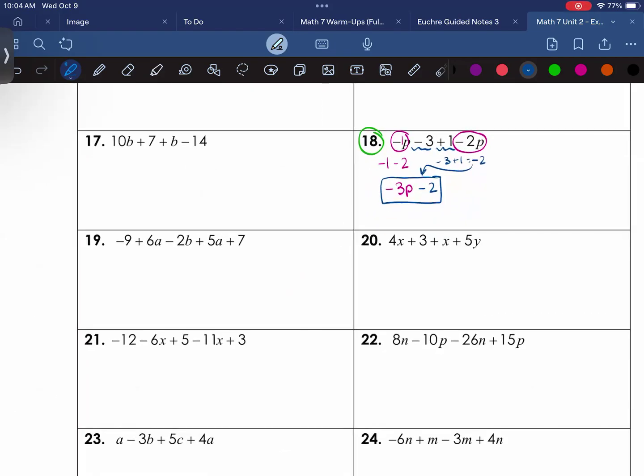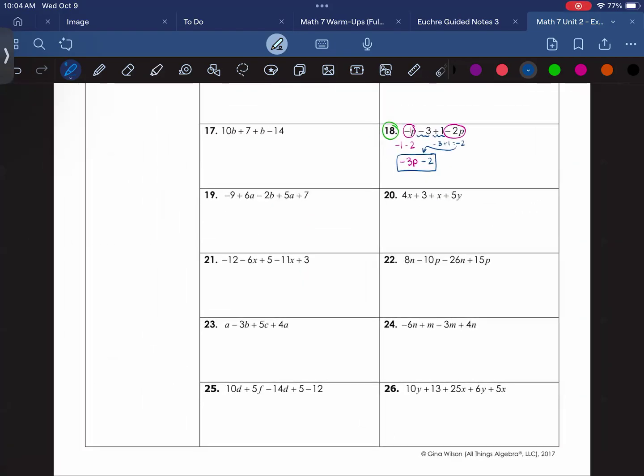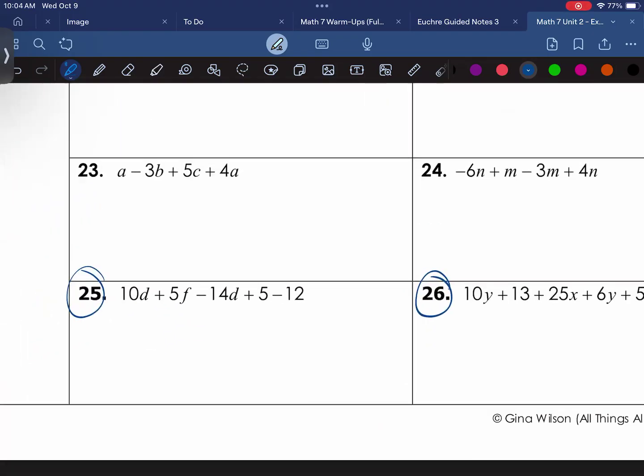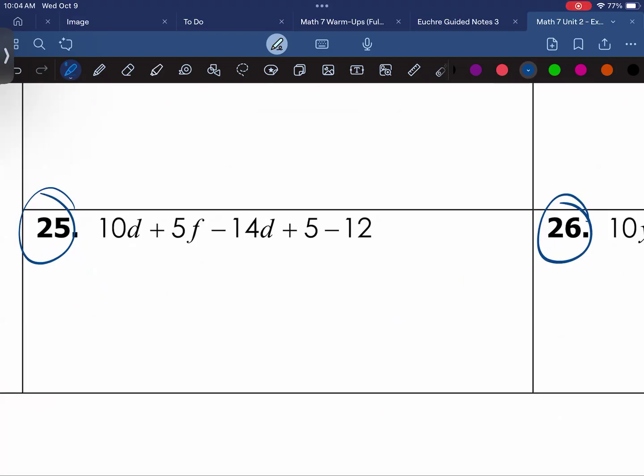All right, I also want you to give it a shot, number 25 and 26. Pause the video here and try those. All right, you should have tried 25 and 26 on your own. I'm just gonna skip the steps and just give you, actually, no, I won't skip these steps since we have different letters yet, sorry.